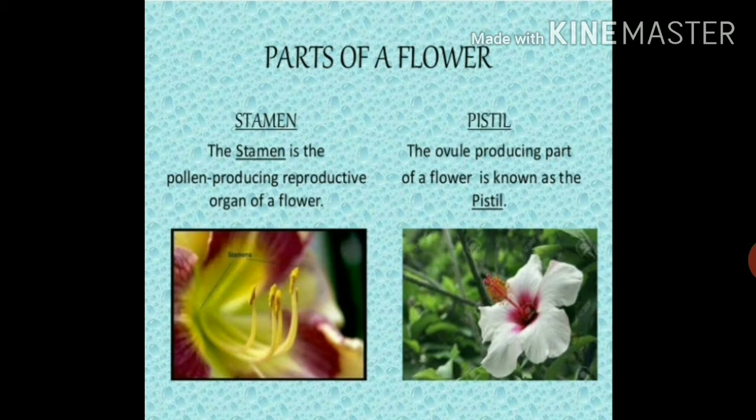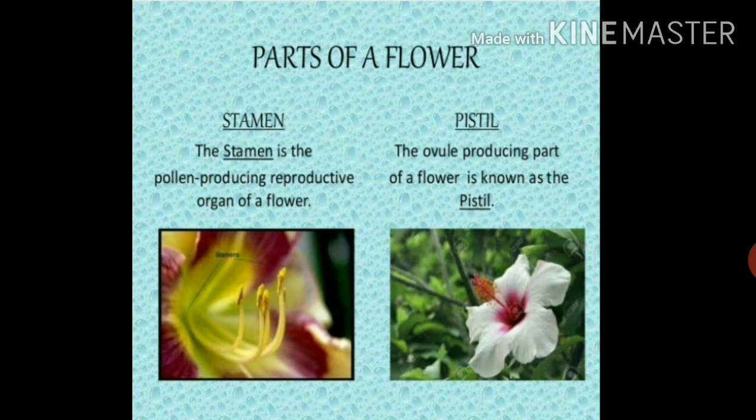Each stamen consists of a thin green stalk called filament with a bag-like top called anther. Anther consists of fine dust-like particles called pollen grains, and these pollen grains take part in reproduction. So you can see the stamen is divided into two parts. And what are these parts? One is filament and the other is anther. Now the anther consists of fine dust-like particles, and those fine dust-like particles we call pollen grains. And these pollen grains take part in reproduction.